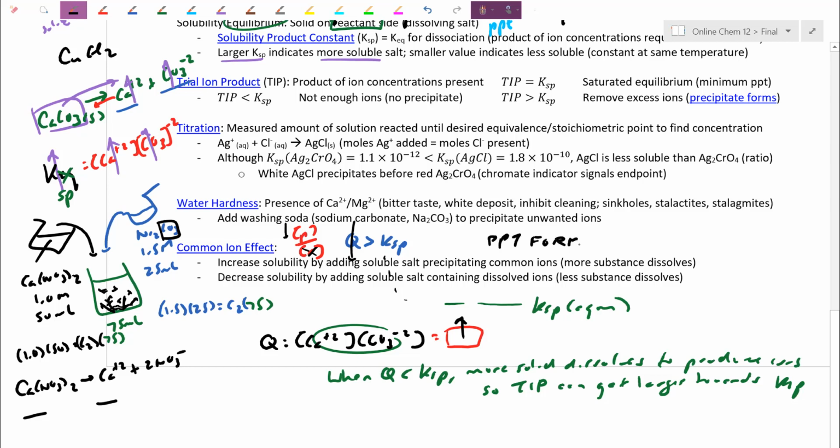So usually this question is worded, does a precipitate form? Are the ions big enough? Is the Q value larger than KSP? We need to at least be KSP for a precipitate to form. If the ions aren't low enough, no precipitate forms.